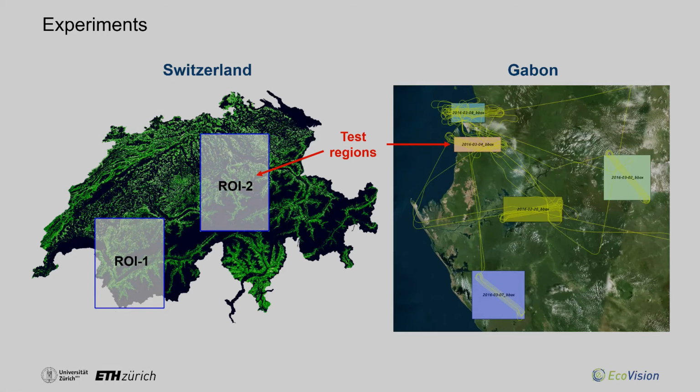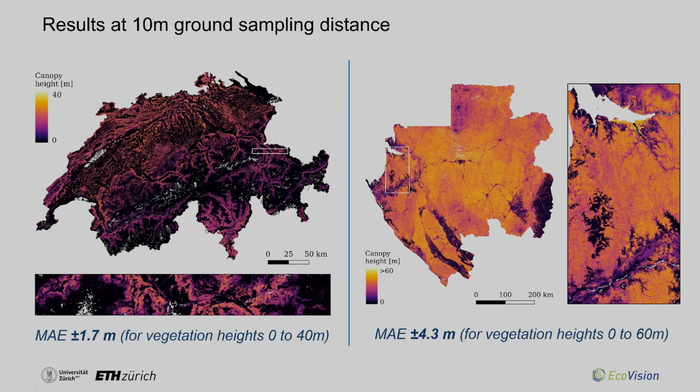And now we evaluate on those, and we predict them for the whole countries. So all the numbers that I show after cross-validation are on those test regions, but we do forward passes and predictions for the whole countries densely at the 10-meter ground sampling distance. And this is how it looks for Switzerland.